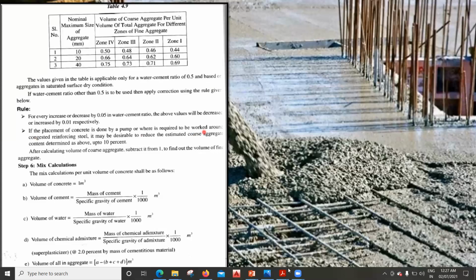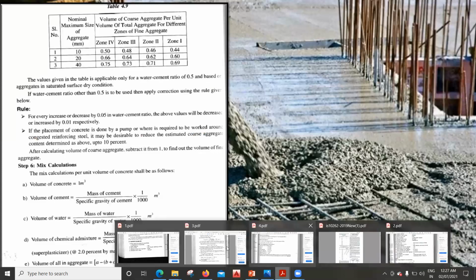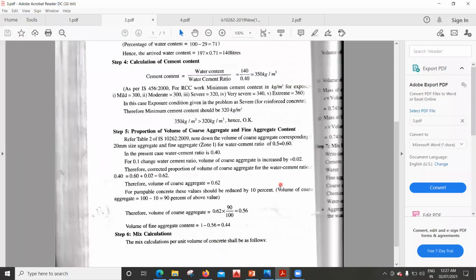Yeah, so that's it. Another two things are left out. I hope it's understood up to here. So that is why we have gone here. Now you understood, no? From 0.62 we came to 0.56, and now we are getting 0.44. If you keep the same thing, what would have happened? The fine aggregate would have come down. If fine aggregate comes down, then cement paste will be less, so congestion will be more. That is the reason we have reduced it by 10%, right?